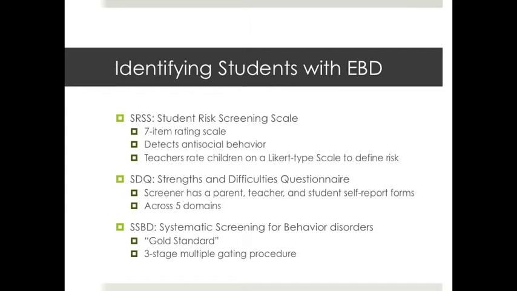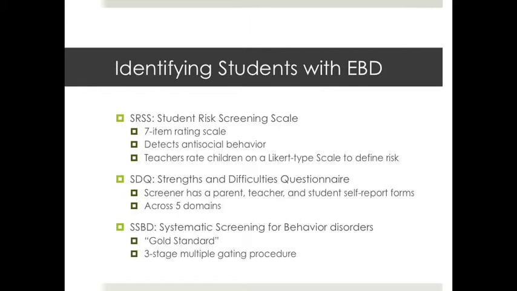The SDQ, or Strengths and Difficulties Questionnaire, is also used in identifying students with emotional and behavioral disorders. It has a wider age range than the SRSS and goes across 5 domains: emotional symptoms, conduct problems, hyperactivity, peer problems, and prosocial problems. The screener presents the parent, teacher, and student with 25 questions that they can rate anywhere from not true, somewhat true, to certainly true. Students are then classified in each domain as normal, borderline, or abnormal.